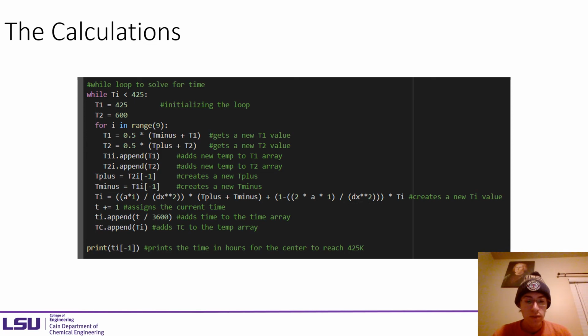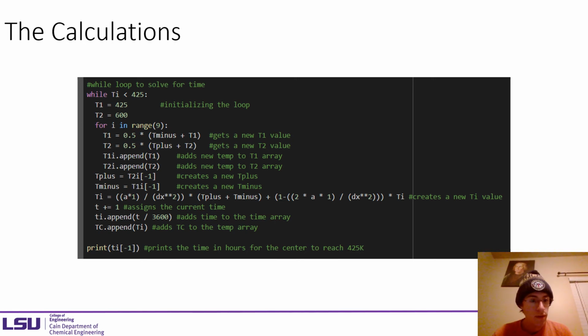And then these T plus and T minus are going to make a new T plus and T minus assigned from the T1 and T2 values. Below this we have the actual calculation, which is just the formula shown in the previous slides. And down here is the time append function, which is going to add our time step into our time array and divide it by 3600 so that our time is in hours. And then the final thing is simply adding our temperature values to the temperature array. Finally, this is just to print the value of T.